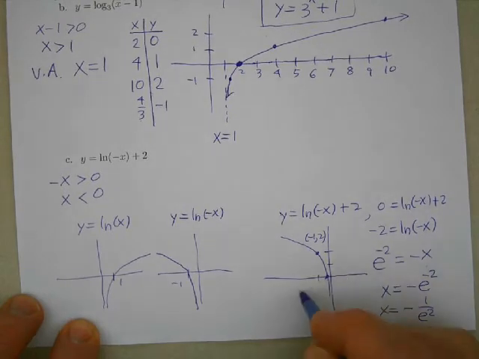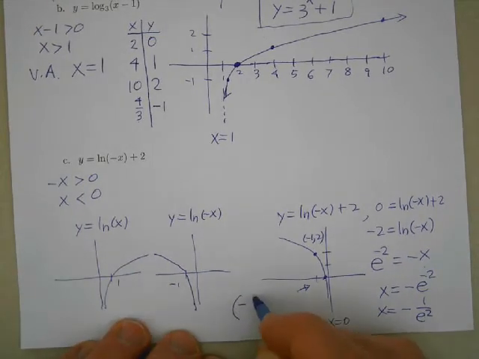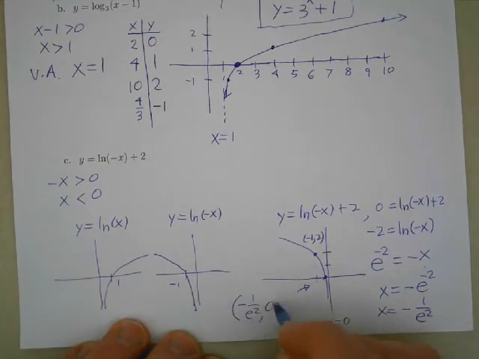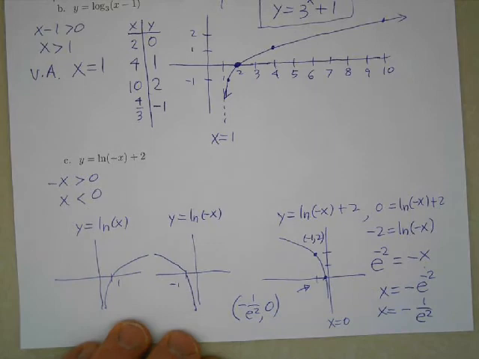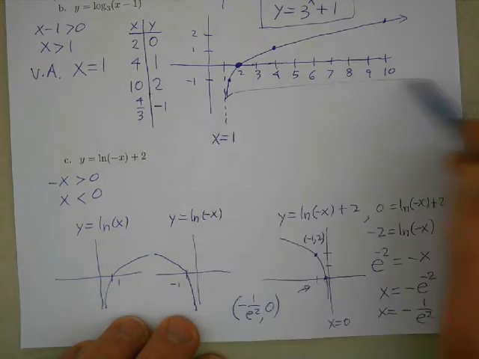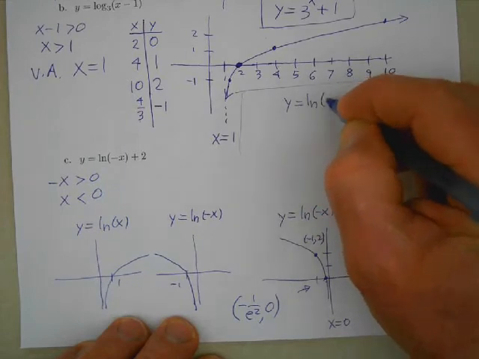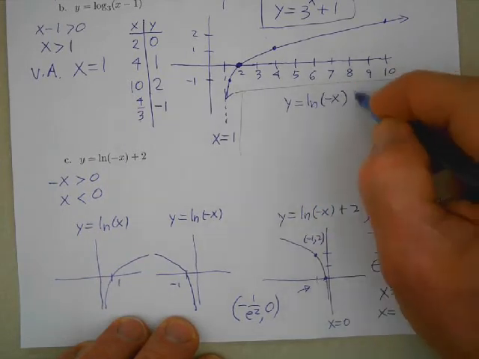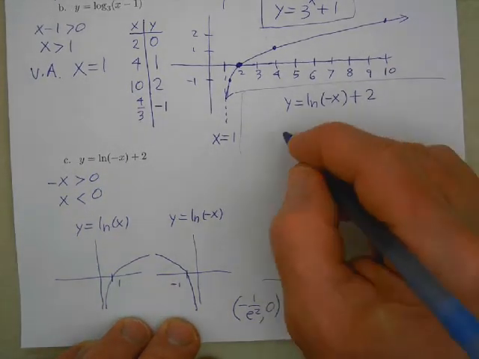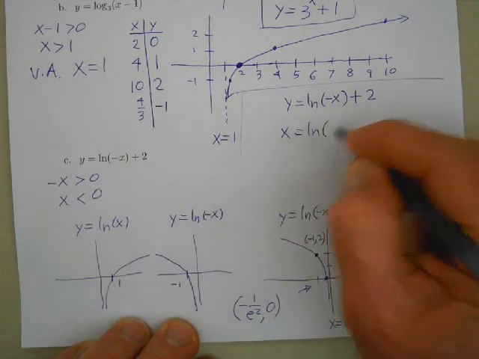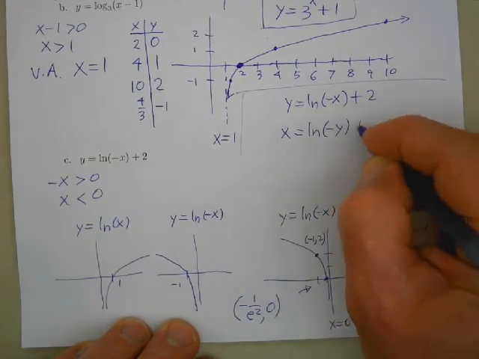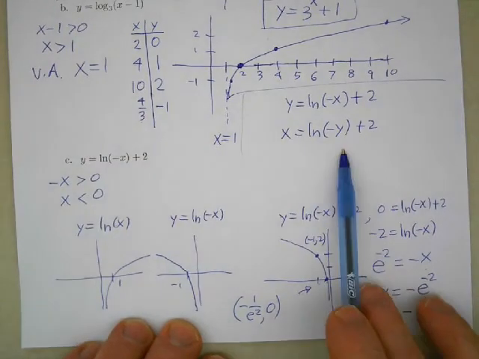So the x-intercept is the ordered pair, negative 1 over e to the second, 0. Okay, now let's find the inverse. So we have y equals the natural log of negative x plus 2. Replace y with x. Replace x with y, and then solve for y.